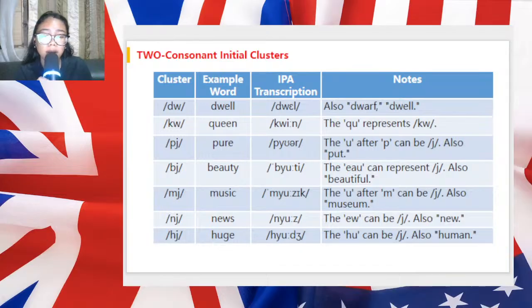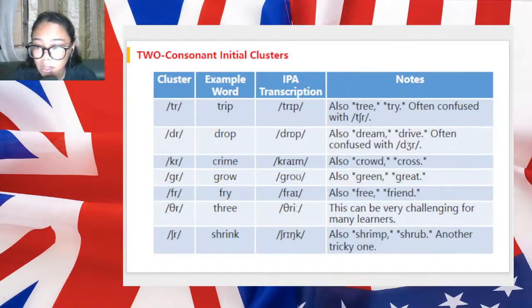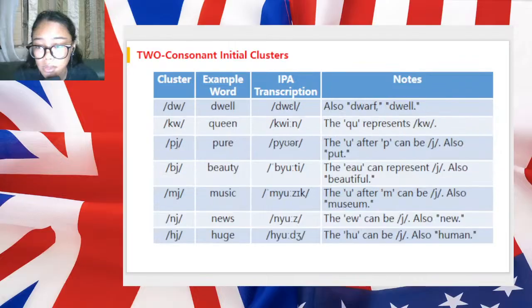Well, that's that. HJ is the last consonant cluster here, like huge, human. So what we have discussed so far are two consonant initial clusters. There are actually 4 slides for it. But I think there's still more, but we're going to focus on this first.